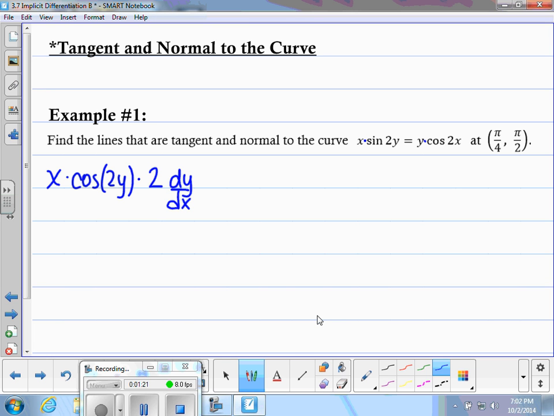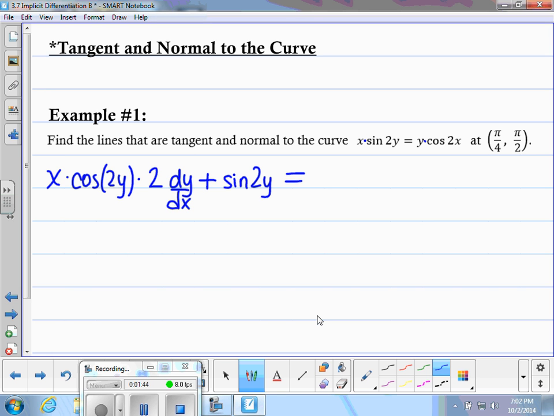So this right now is just u times v prime, all of that, plus v, which is sine 2y. Now I'm not deriving that, therefore I'm not just going to tack on a dy dx. So u times v prime plus v times u prime. The derivative of x is 1. I don't really need to write that down.